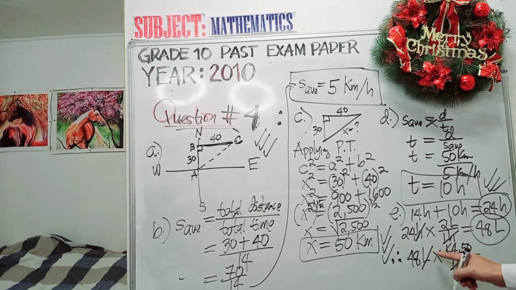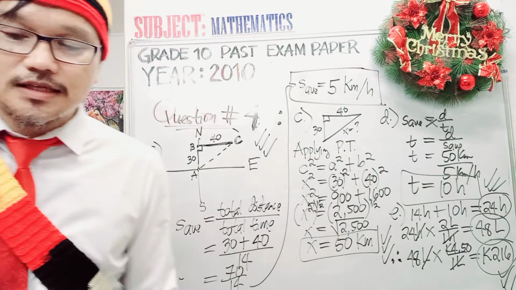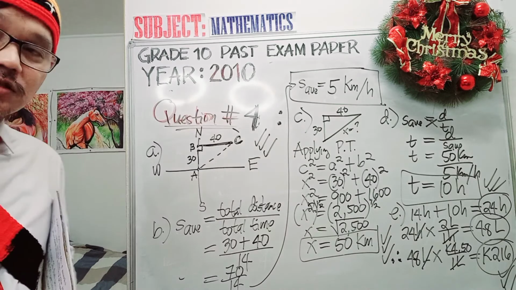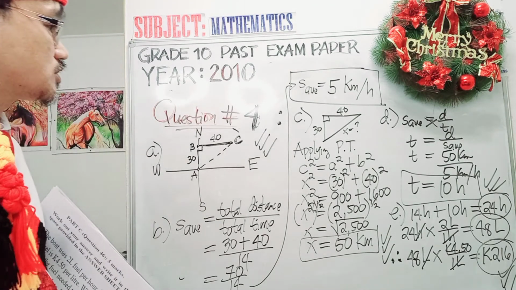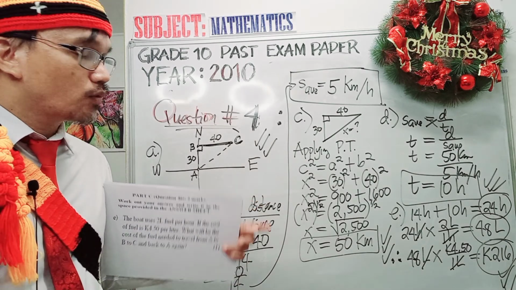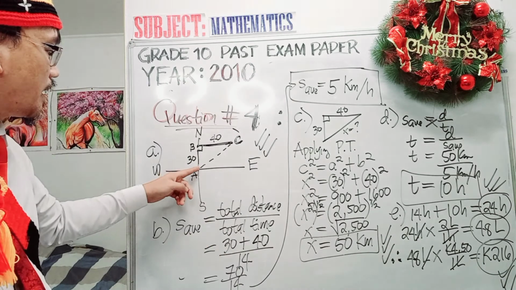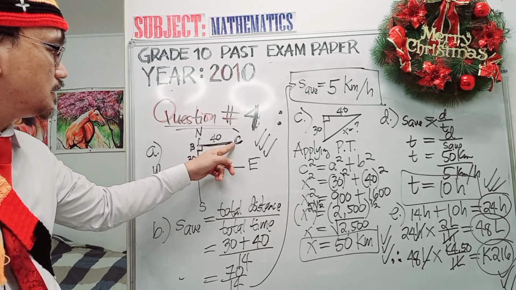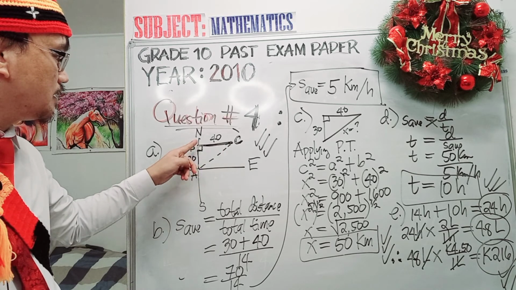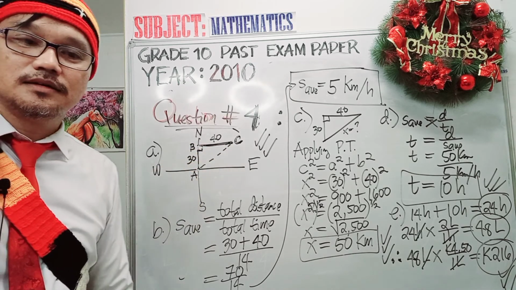So, cancel liter, 48 times 4 kina 50 toya, the answer is 216. This is now the final and correct answer. 216 kina you have spent for the fuel to travel for how long? 24 hours, from A to B, B to C, C to A.